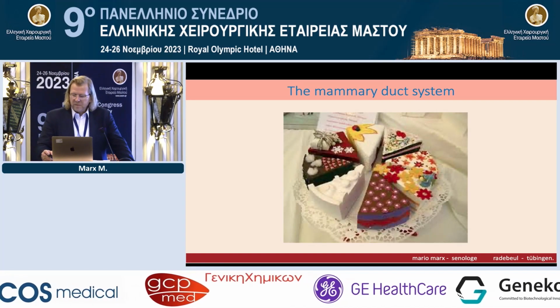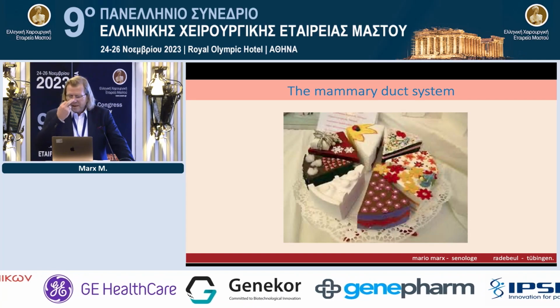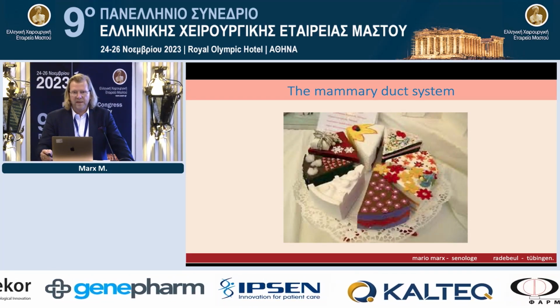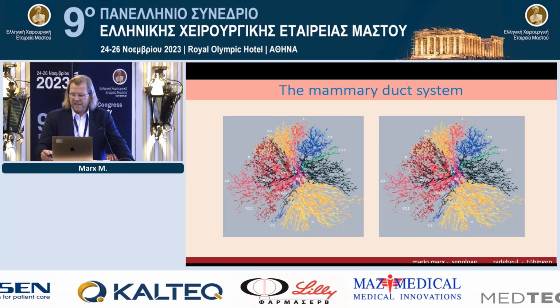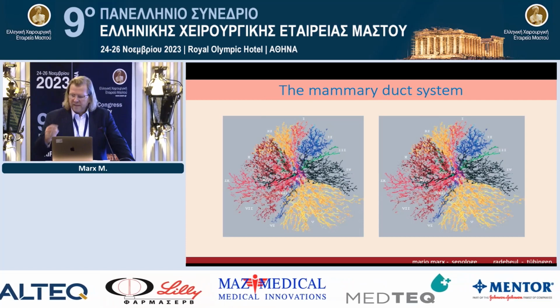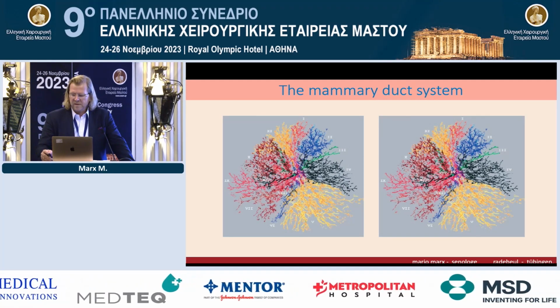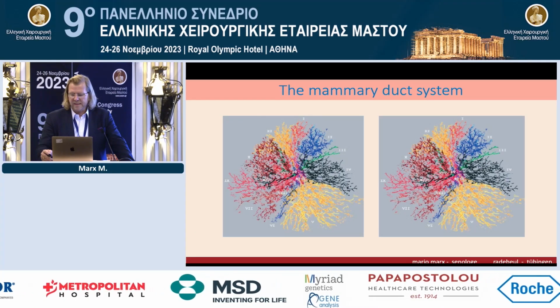Unfortunately, the human anatomy is not as easy as a piece of cake, and glandular ducts are much more complicated. Breast cancer starts within the glandular duct. It spreads along with the duct system. This is quite a challenge for breast surgeons, especially in DCIS patients.